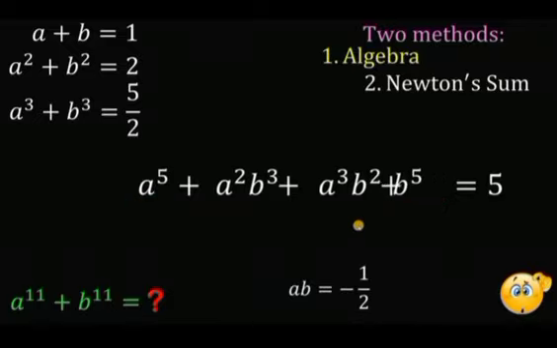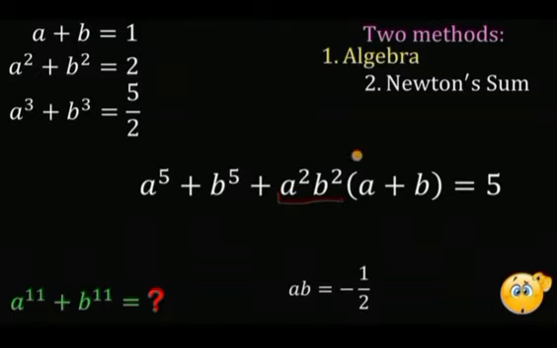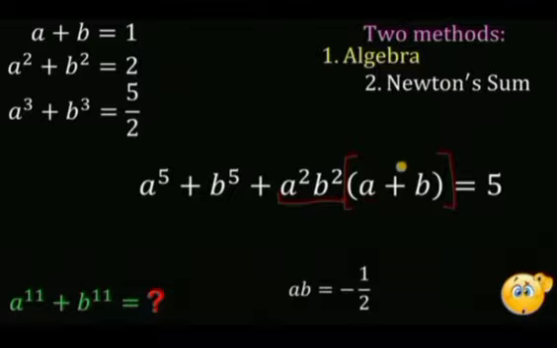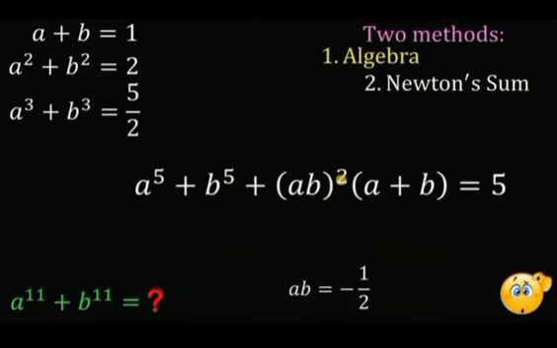Now, let's rearrange some terms a little bit again. And from these two terms, let's factor out a squared b squared. And if we do that, we get a squared times b squared multiplied by a plus b. Now, take note that a plus b, this is given, is already equal to 1. So, we can replace this with 1 later on. But take note that a squared times b squared, this can be written as follows. We have ab raised to the power of 2. Now, we know a plus b is 1, and a times b is just negative 1/2.